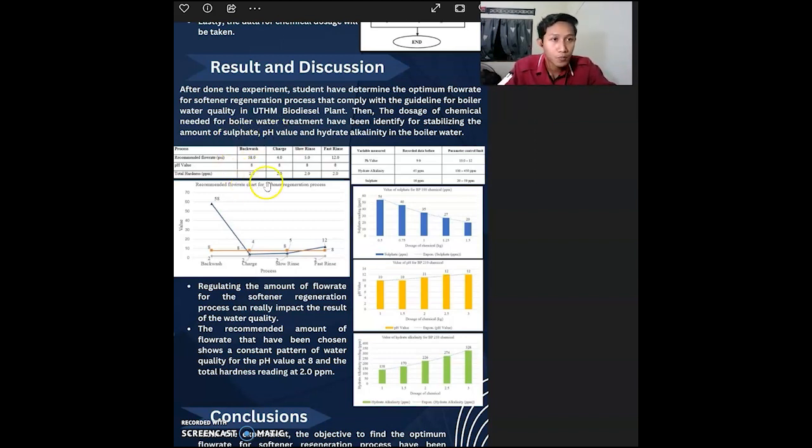As an example, for the backwash process, the previous method used 72.0 psi, which is the maximum operating flow rate for the softener regeneration process. Then students divided the 72 by 5 to obtain the gap between every flow rate and came out with 58.0 as the best optimum flow rate for the softener regeneration process. For the charge process, students identified that it requires a much slower flow rate, based on online research and also advice from the technician and experts. The same goes for the slow rinse and fast rinse processes.